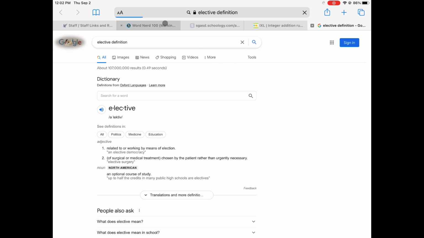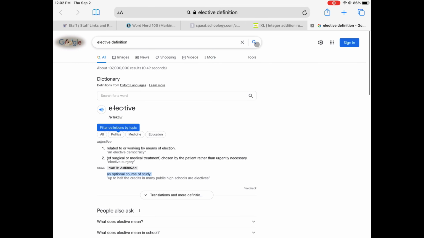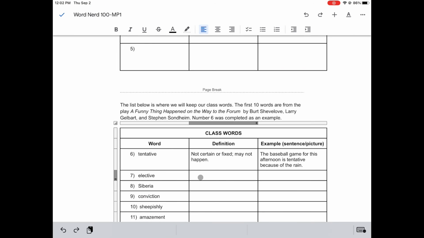So I'm going to go back in there and hit enter, and this is the page that comes up. It's the exact same information, but now I can select stuff, I can copy it, and I can go back into my Word Nerd document and paste it right in there. Look, right there. I didn't type anything. I just copied and pasted for my definition, an optional course of study.